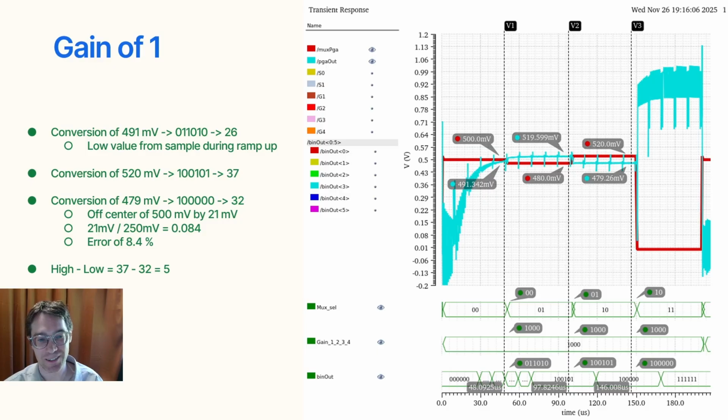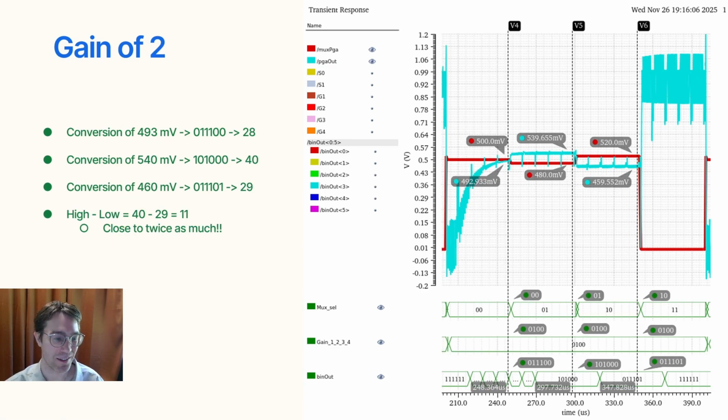Documenting the results along the way, on the least amount of gain of 1, we were able to get a distance of 5 digits between the lowest reading and the highest reading, and then when you increase the gain to 2, you get around twice as much. So there's some data of conversion measurements that were taken, and they're switched from millivolts to a binary signal in 6-bit to a decimal equivalent.